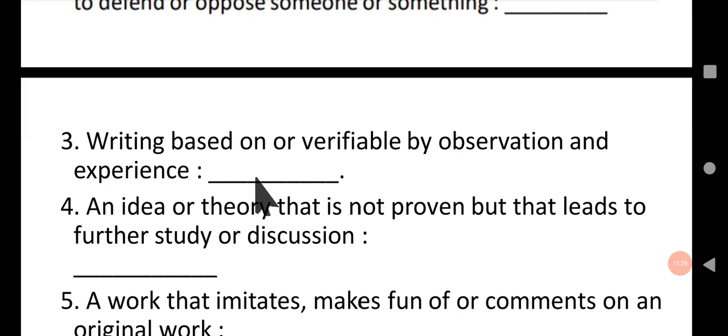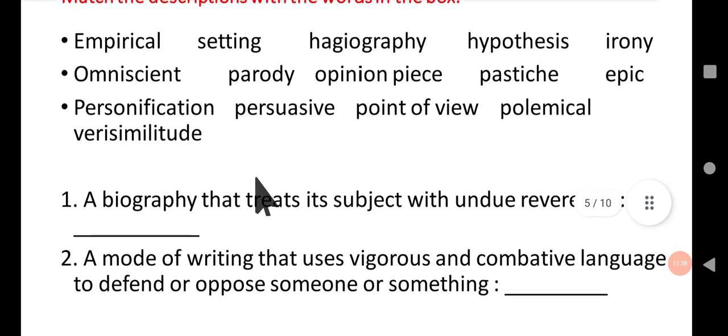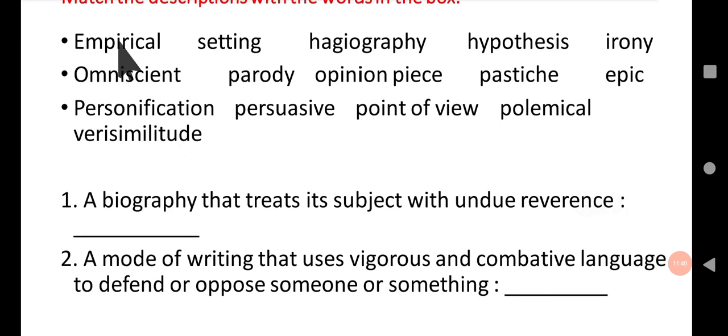That is called as travelogue. So writing which is based on verifiable observation and experience, what type of writing is that? That is called as empirical writing.